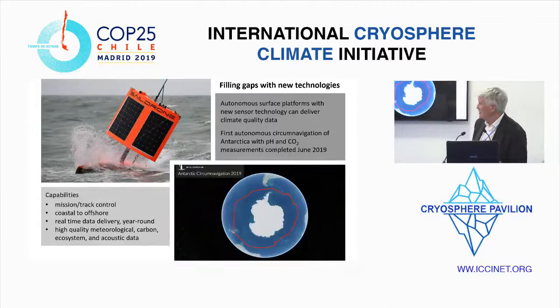There are new autonomous surface vehicles now. This is a sail drone. A sail drone completed its first circumantarctic navigation, the first by an autonomous vehicle, in June 2019. It's a 5-month voyage. It collected really high quality pH, CO2 data and others, acoustic data for ecosystem assessments, biooptics. They're really very useful instruments that we hope to see rolled out in the future. They can stay out in the winter.